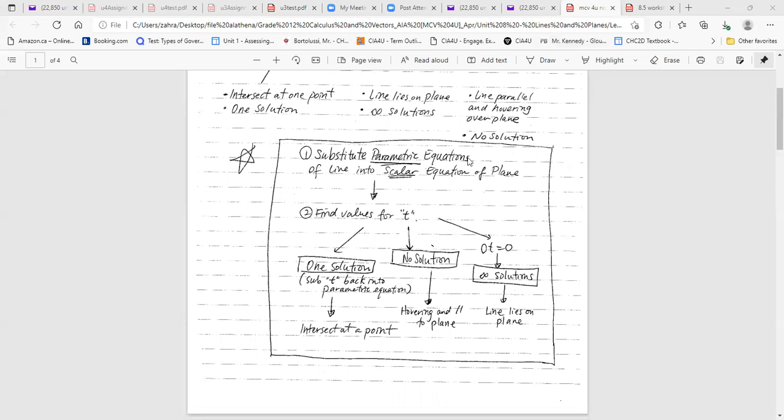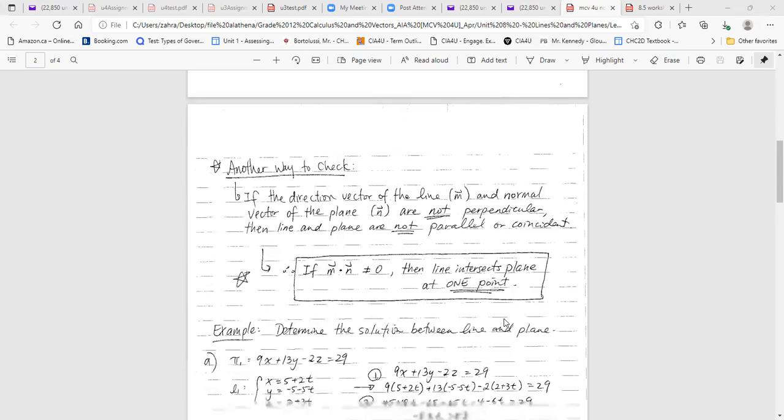We can substitute the parametric equation of the line into the scalar equation of the plane, and then we look at the t. If we have one value for t, we have one solution, one point of intersection. If there is no solution for t, the line is hovering above the plane, and if 0 equals 0, it means we have an infinite number of solutions. Let's just look at an example here.